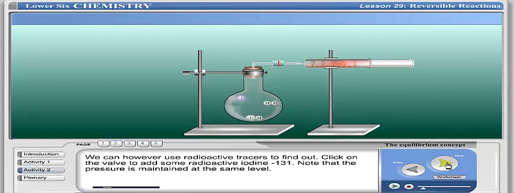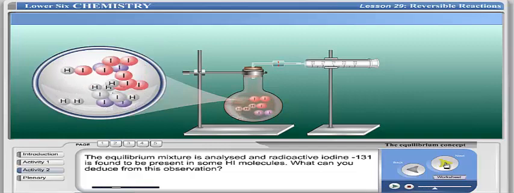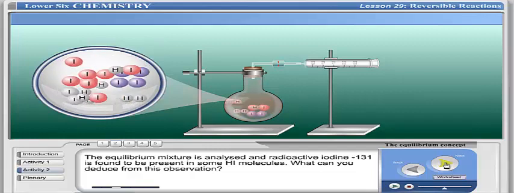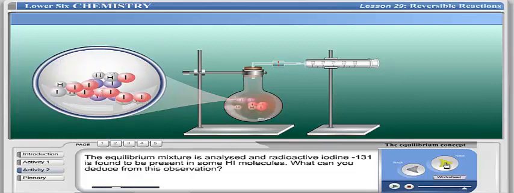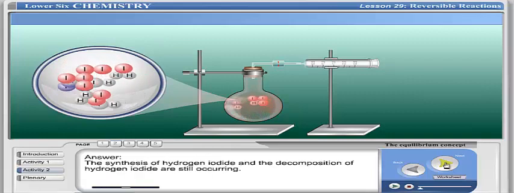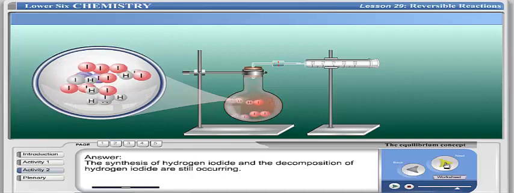We can, however, use radioactive tracers to find out. Click on the valve to add some radioactive iodine 131. Note that the pressure is maintained at the same level. The equilibrium mixture is analyzed and radioactive iodine 131 is found to be present in some hydrogen iodide molecules. What can you deduce from this observation? Answer: the synthesis of hydrogen iodide and the decomposition of hydrogen iodide are still occurring.